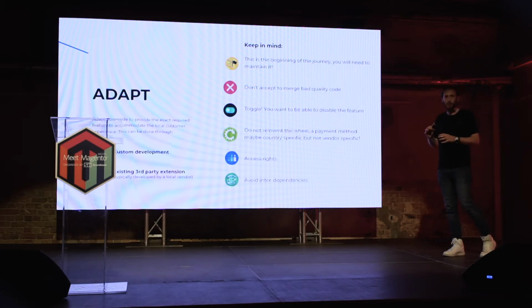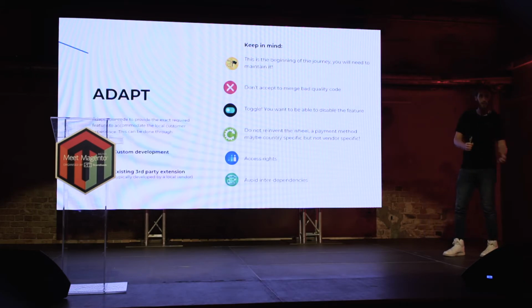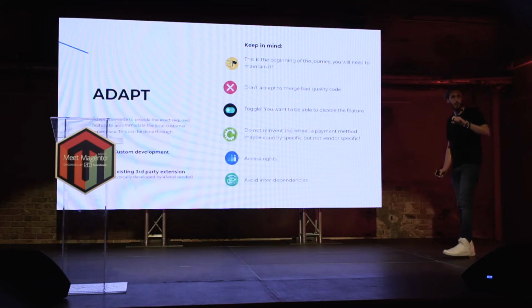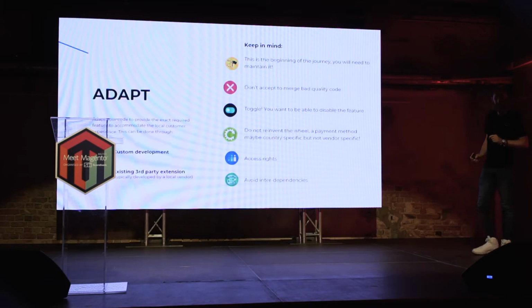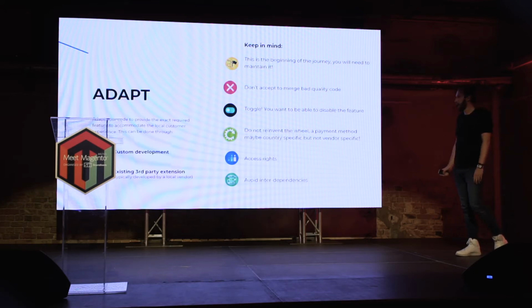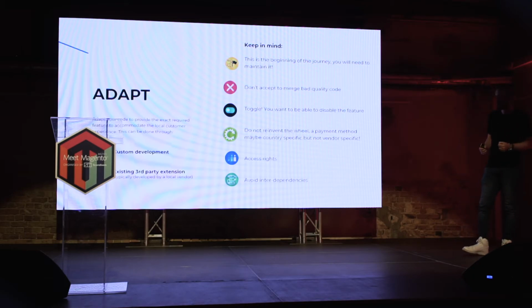You have a global platform, so be sure of what you put in your code, because as I said, you will have to maintain it. Toggle: it's one thing to bring in a feature, but make sure that you can toggle it on or off, especially if it's a legal requirement. Maybe it will evolve, so you never know what can happen. Don't reinvent the wheel. Yes, a payment method can be country specific, but it's not specific to your business. So don't try to recode a payment method. It exists somewhere. Just find the best fit and take it.